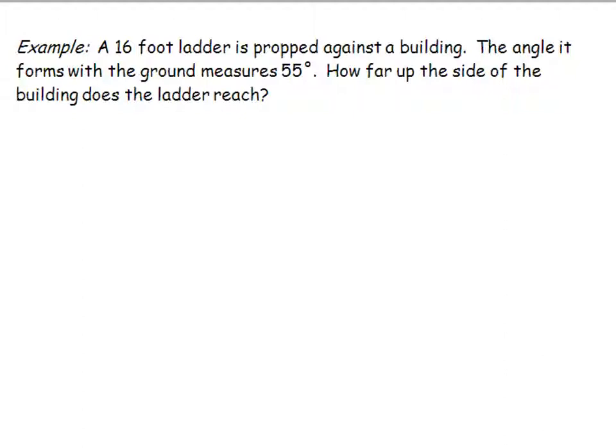In this example, I would like for you to go through this and draw a diagram. You're going to draw out what a 16-foot ladder looks like propped up against a building. It's going to form an angle with the ground that measures 55 degrees, and I want you to find how far up the side of the building the ladder actually reaches. Draw your diagram, label it, set up your trig ratio and solve it. Once you're done with that, make sure you start the video up again, because you're going to pause it now while you do it. I'm going to write the answer down, start the video up, and we'll check and see if we're on the same page.